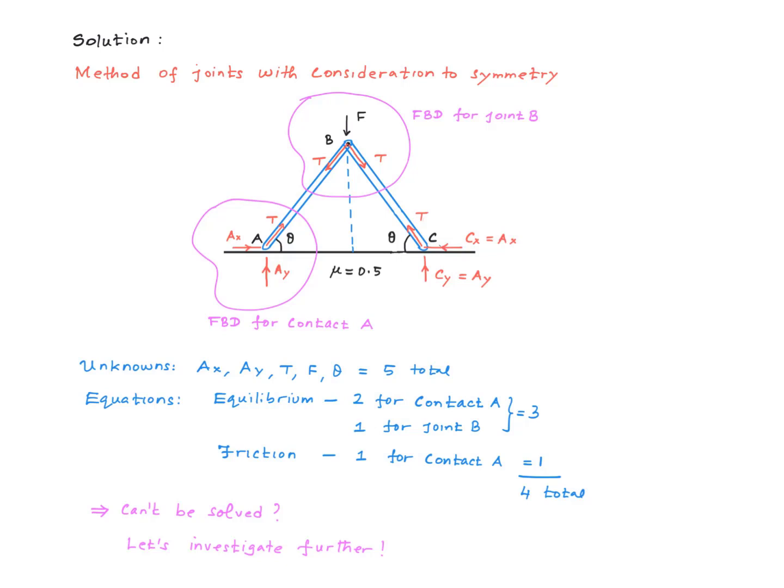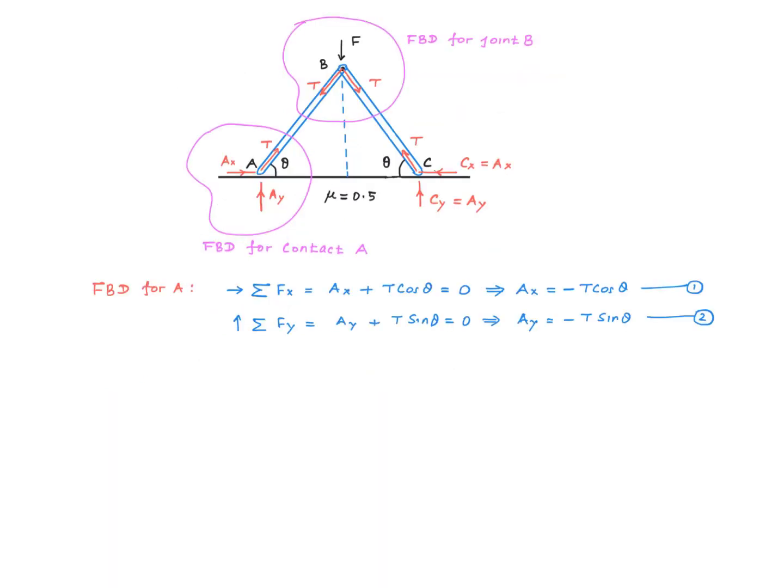And therefore, you can only write down 1 meaningful equilibrium equation at joint B, which is the force equilibrium equation in the vertical direction. Finally, we can write down a friction equation at joint A, and therefore we have a total of 4 equations available to us. But including F, there are 5 unknowns and therefore it cannot be solved. So let's go ahead and investigate this further and see what's going on. So I'm going to start with the 2 force equilibrium equations written for contact A, and here they are. Now dividing equation 1 by equation 2, I get this equation.